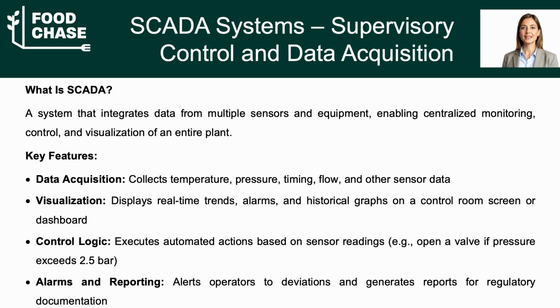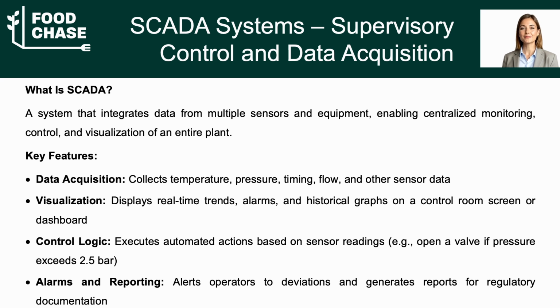A single screen shows the temperature of each pasteurizer, the pressure in each tank, the fill level of each product line, alarms from any equipment, and historical trends. If the temperature in pasteurizer number 3 drops below 72 degrees, an alarm sounds, a message appears on the screen, and a text is sent to the operator's phone. The operator can see the trend and make a decision. Is this a temporary fluctuation or a sign of a failing heat exchanger?